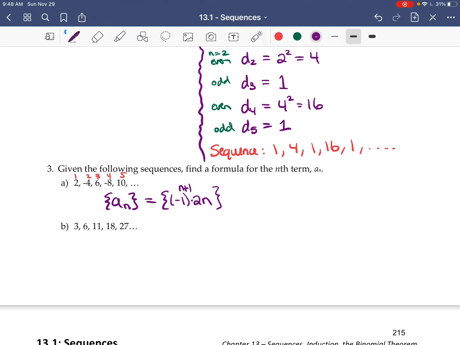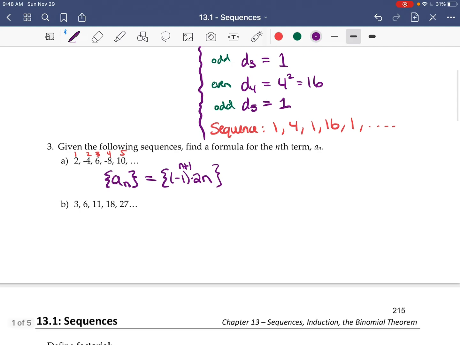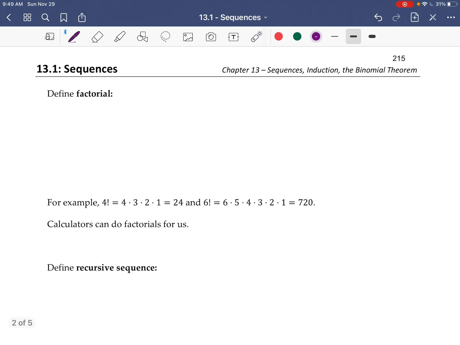Okay, I'm going to leave part B for you to try, find the pattern. And let's talk about factorial.